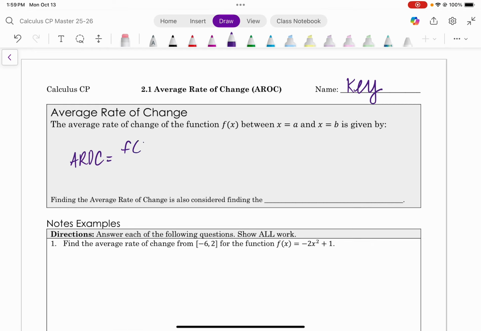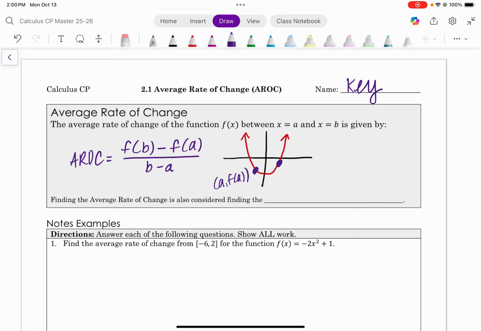The formula looks like this: f of b minus f of a, all divided by b minus a. Now, really what you need to think about is that finding the average rate of change is finding the slope between 2 points on any given graph. So if I was to sketch a picture of, say, a parabola, and I pick 2 points on that parabola, one of those points is f of a, and one of those points is f of b. When I connect the line that goes through them and find its slope, I'm finding the average rate of change.